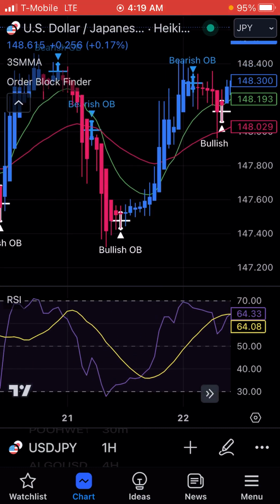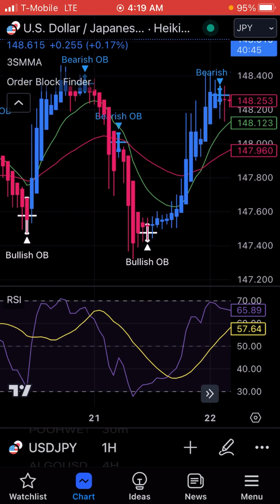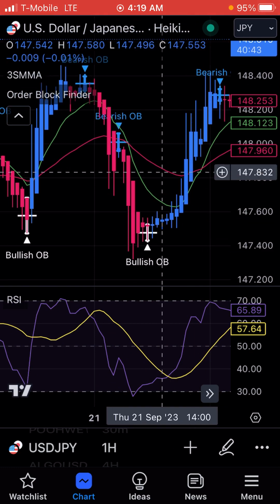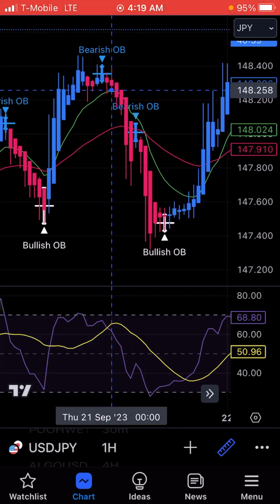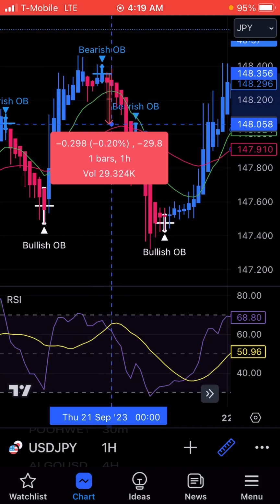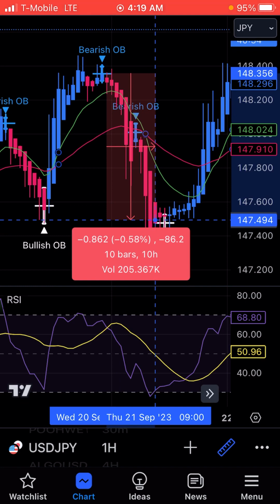So let's just do this a couple more times. We see it bearish right here, and we see the confirmation up here that it's bearish. So we ride that one out. And that one is at 862 pips. That is an $8,620 move if you did a $10 lot size.